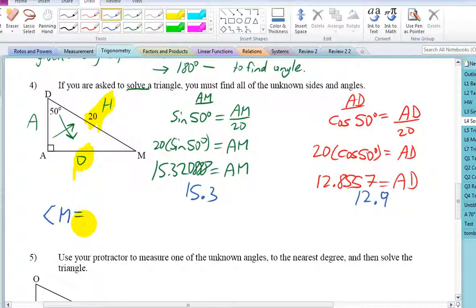That's good. 180 minus 90 minus 50 equals 40 degrees. Okay? So it depends on where we start.